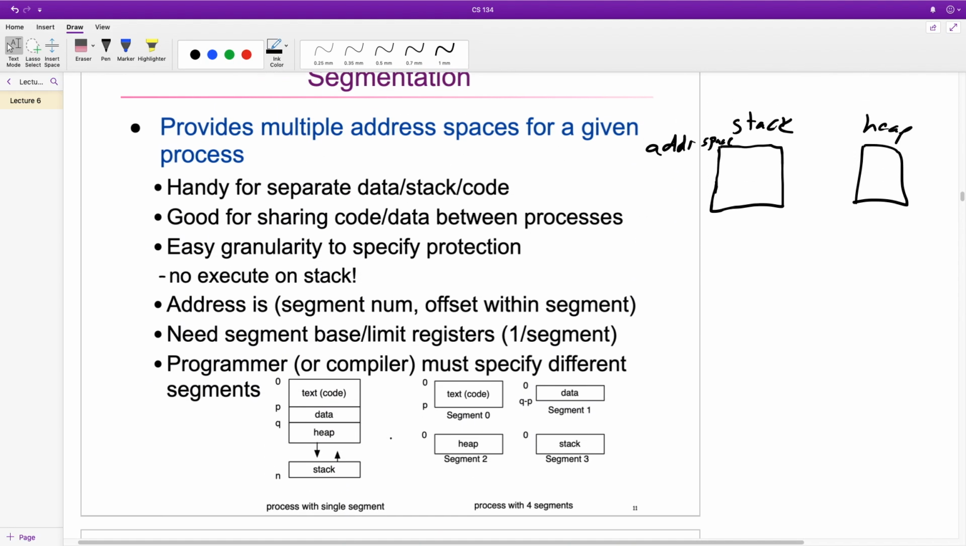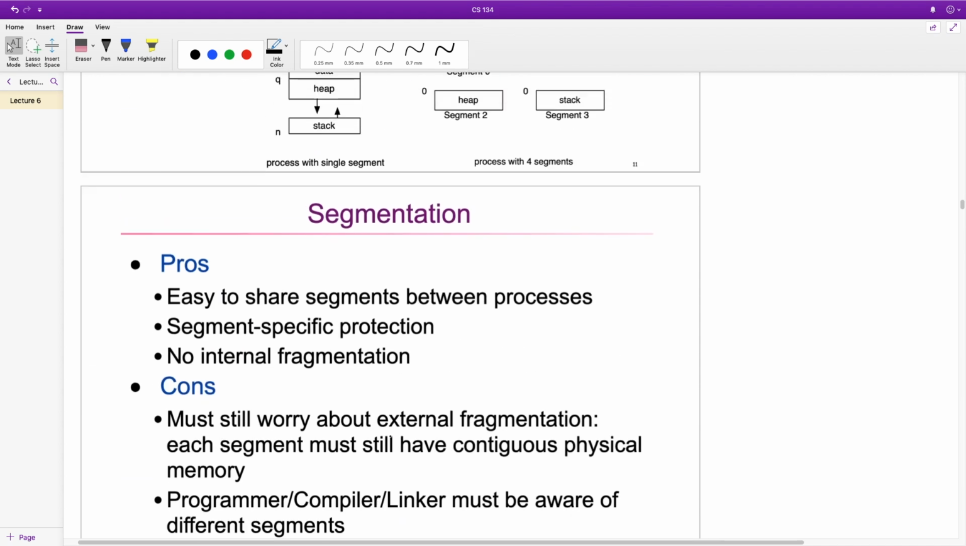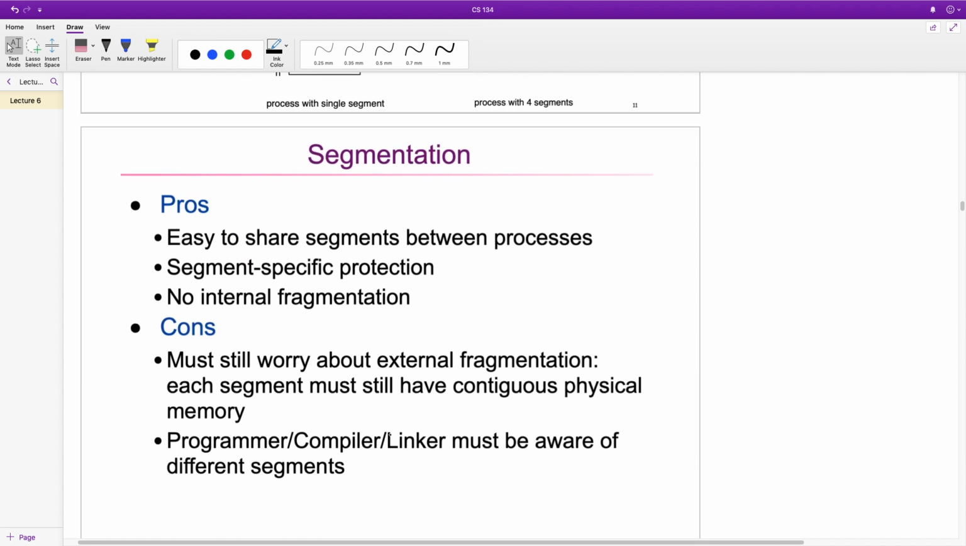So how does this work? All we really need is a base and limit register for each one of the segments that we support. And if we want protection, we'll add another register with some information about protection. We could also share code and data between processes fairly easily, because you can imagine saying, let's share this segment with another process. The only problem is that the programmer or the compiler has to be aware of these different segments. I have an example in just a second.